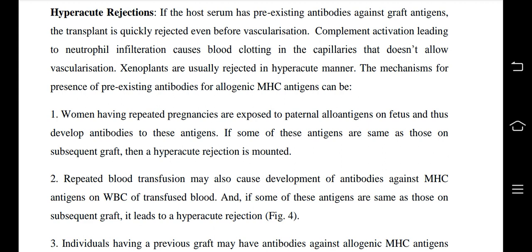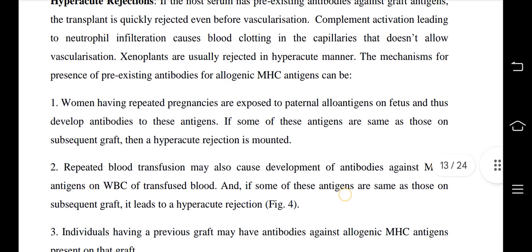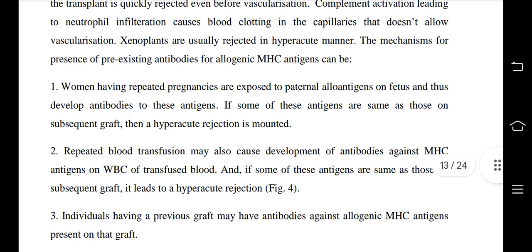The mechanisms for the presence of pre-existing antibodies against allogenic MHC antigens: women having repeated pregnancies are exposed to paternal alloantigens on the fetus and thus develop antibodies to these antigens. If some of these antigens are the same as those on a subsequent graft, then a hyperacute rejection is mounted.